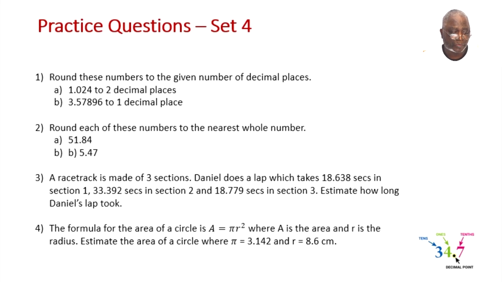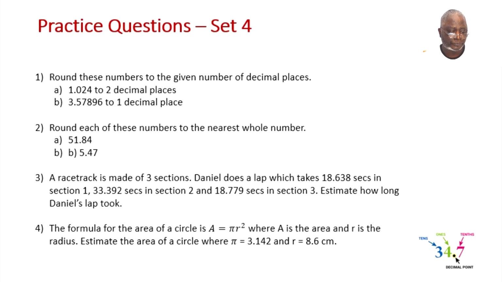Question 3. A racetrack is made of 3 sections. Daniel does a lap which takes 18.638 seconds in section 1, 33.392 seconds in section 2, and 18.779 seconds in section 3. Estimate how long Daniel took. Remember, you need to round each of those figures before you do your calculation. Otherwise, you're not sure whether you'll get it right.